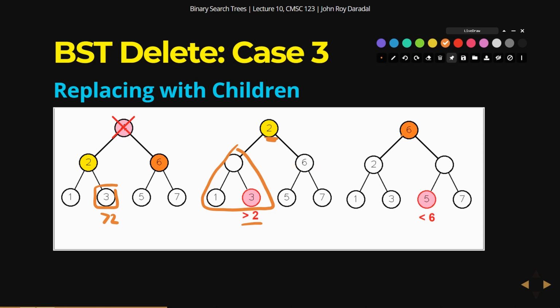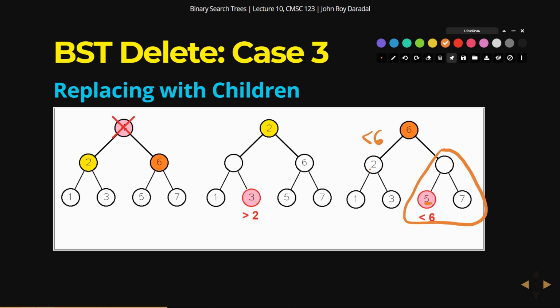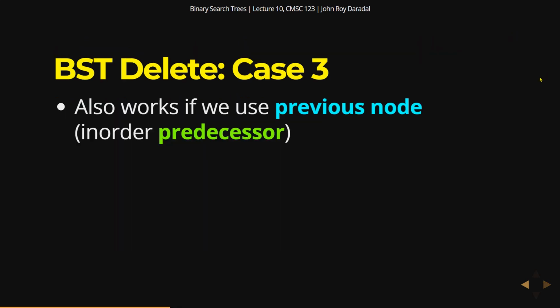And then if you do the same with 6, there's still a violation, because if you look at 5 here, it's part of the right subtree of 6, but 5 here is less than 6. So that is a violation because everything that's less than 6 should be on the left. So it doesn't make sense to replace it with the children. It makes sense to replace it with the next node. Or you can also alternatively use the previous node.